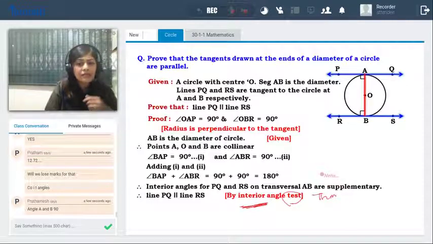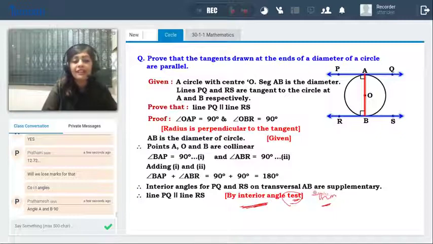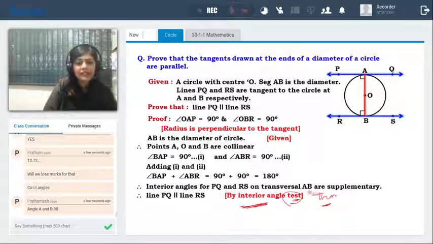Students, you cannot get confused about when to write test and when to write theorem. Yes, when do we write theorem, students? Here we have written test. When do we write the word theorem? Interior angles theorem. Yes, students, anyone? When will we be using the interior angles theorem instead of test?